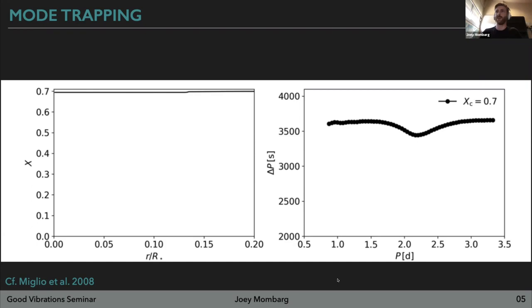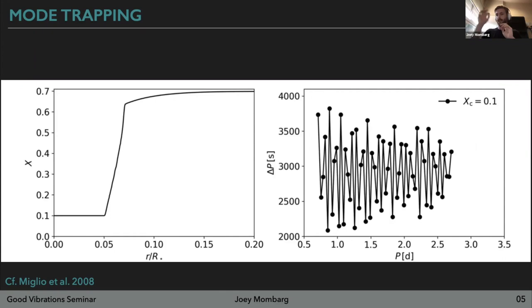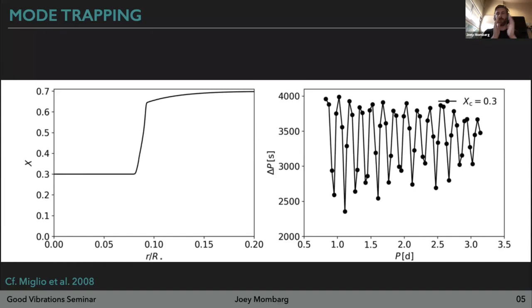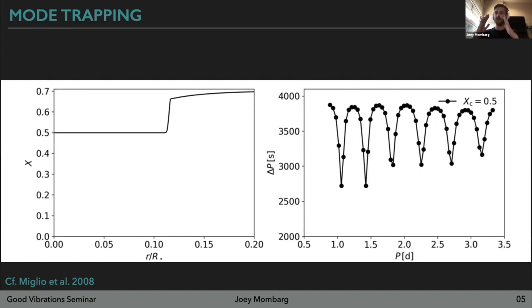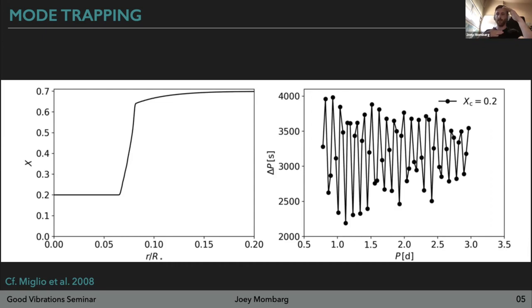But so now if we evolve it, you build up this chemical gradient, and this causes specific modes to get trapped, and this translates into these characteristic dips in your period spacing pattern, which becomes more and more pronounced as your star evolves and the chemical gradient builds up. So here I've chosen a model with relatively inefficient mixing. When you have more efficient mixing, you wash out the chemical gradient a bit, and as a result, your dips will get less pronounced.